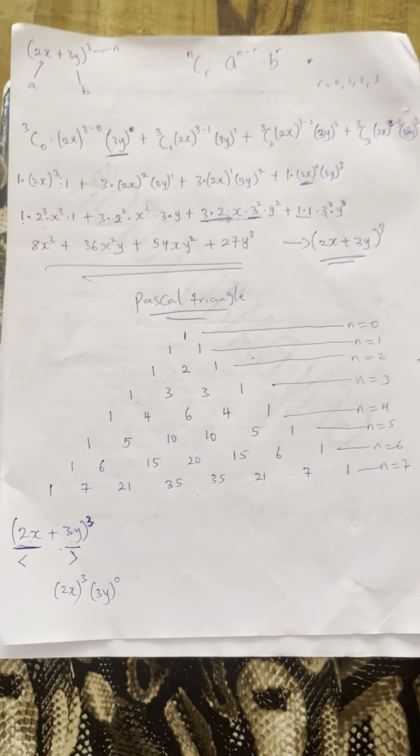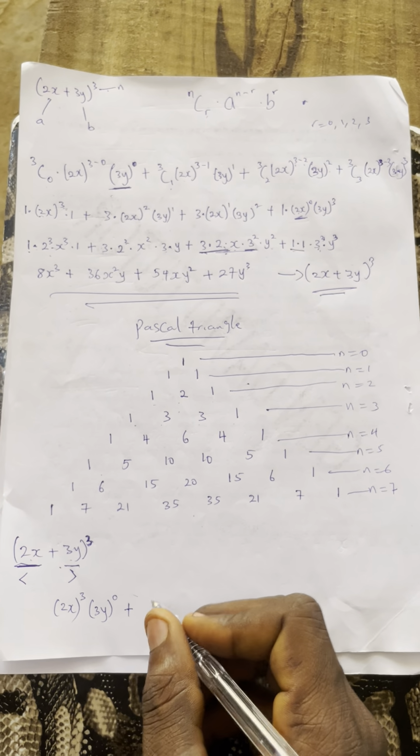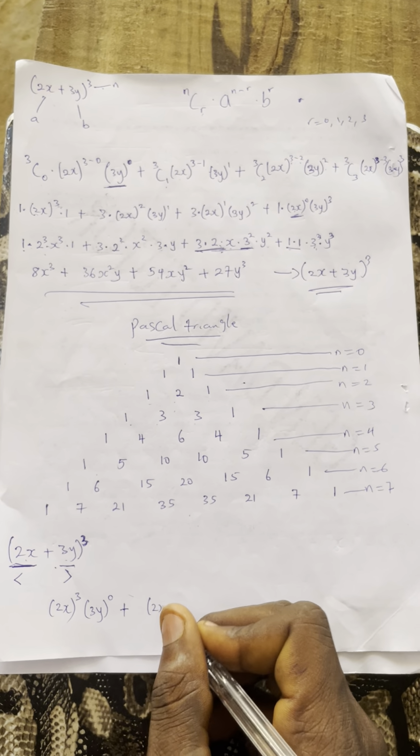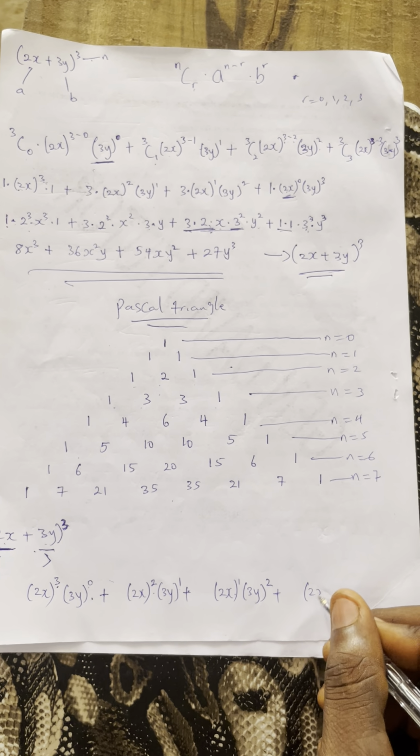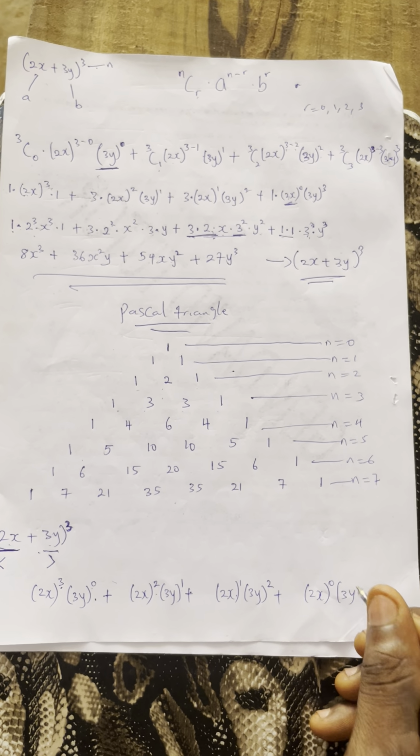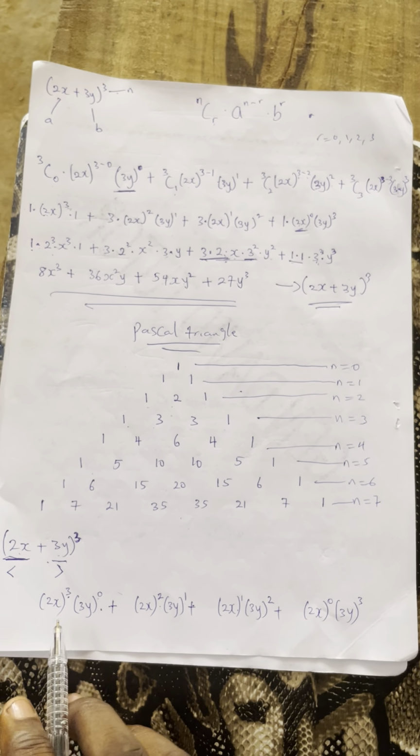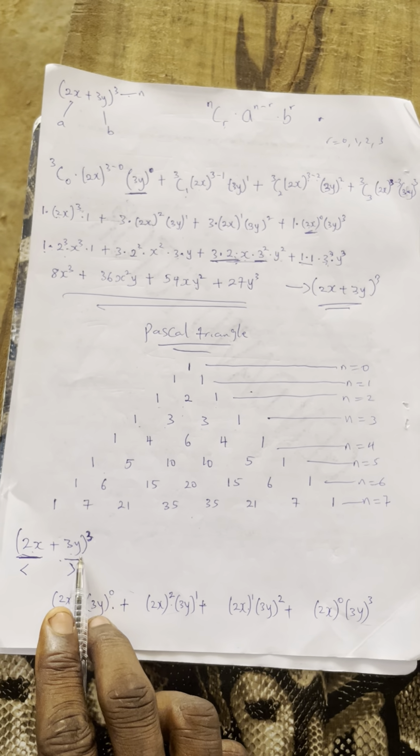Now you have plus. The next one will now be 2x. You know it's 3 here, it will be decreasing, so it will now be 2. Then the 3y will now be raised to power 1. The next one will be plus 2x raised to power 1, then 3y raised to power 2. So this one is 3, this one is 0, this one will be 2, this one will be 1, this one will be 1, this one will be 2, like this. And plus the next one, this one will be 2x raised to power 0, then 3y raised to power 3.